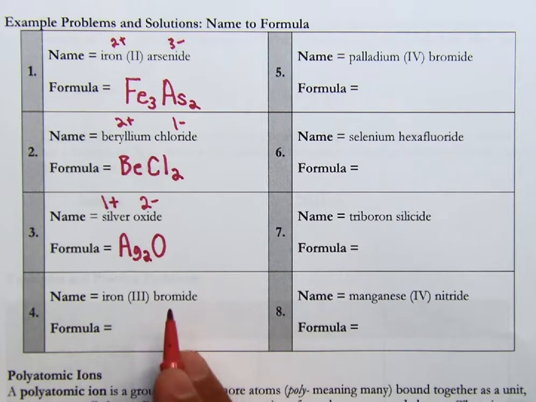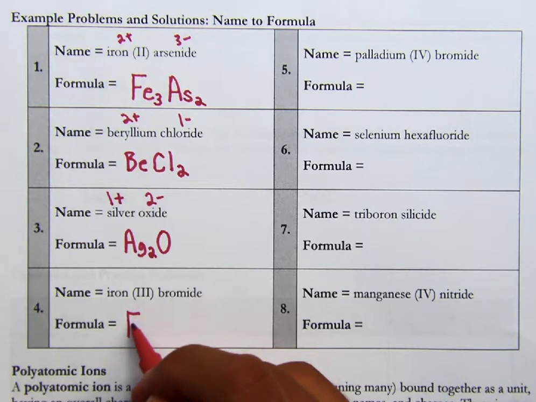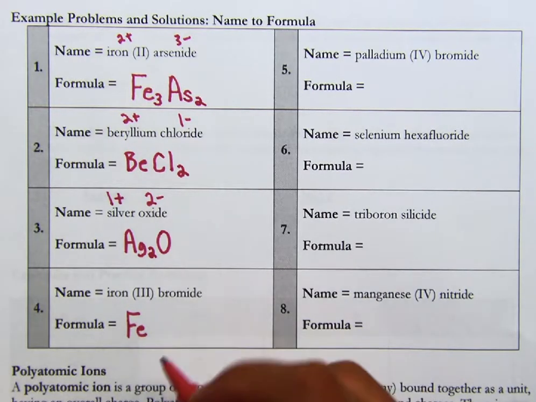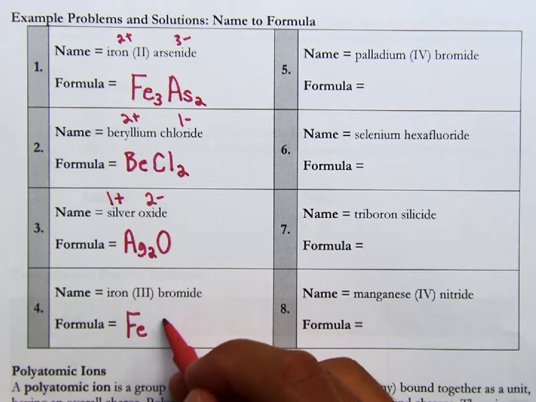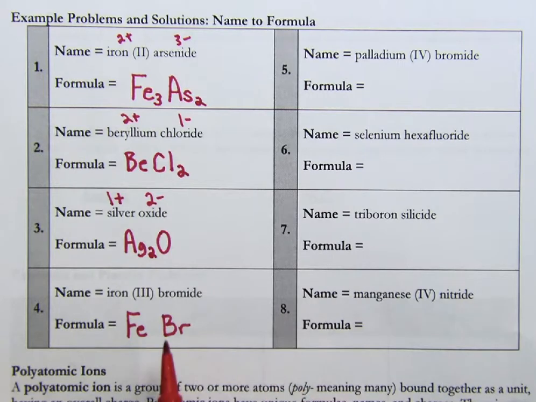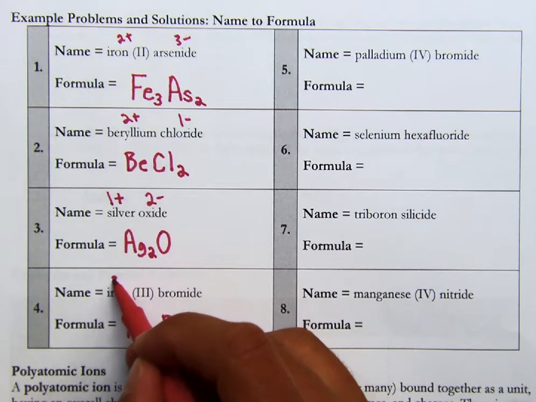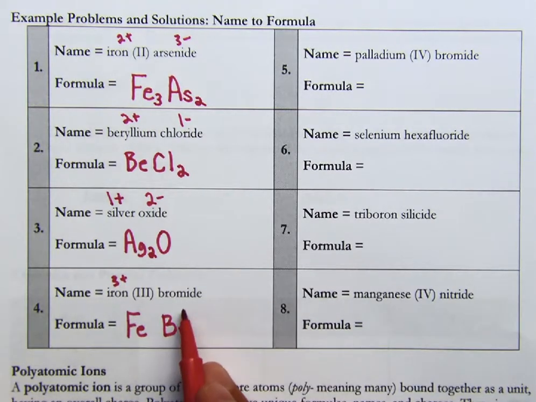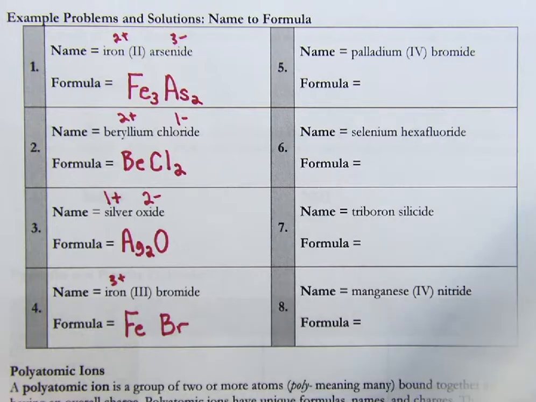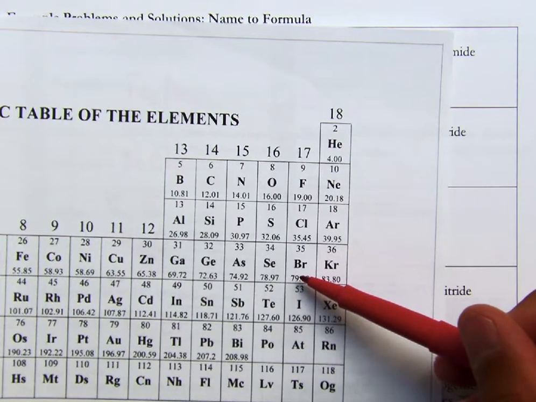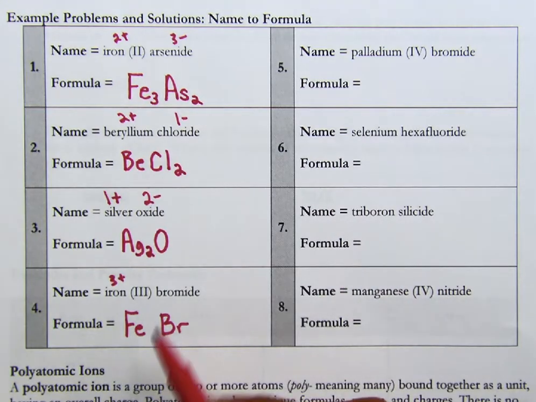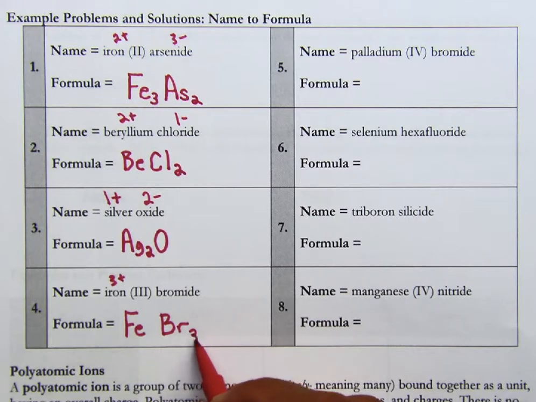Iron 3 bromide. So you have iron, which is Fe, and then you have bromide, which is bromine, which is Br. Now, here it tells you that the iron has a charge of +3. That's what the 3 means. It's the charge of the iron. And then bromine, it's on the periodic table right underneath chlorine. We've seen it a bunch so far today. It's -1. So if this is +3 and this is -1, in order to form a neutral compound, we have to have 3 of these. FeBr3.